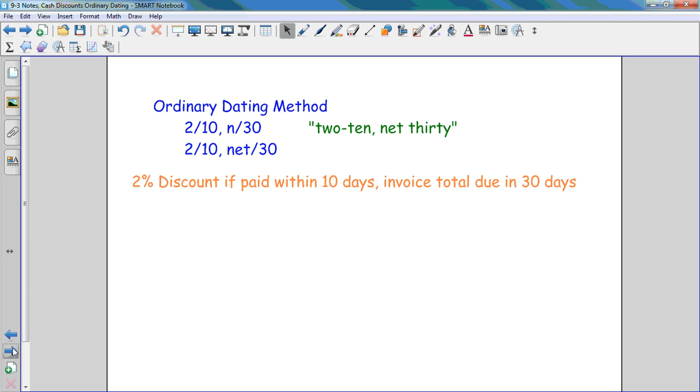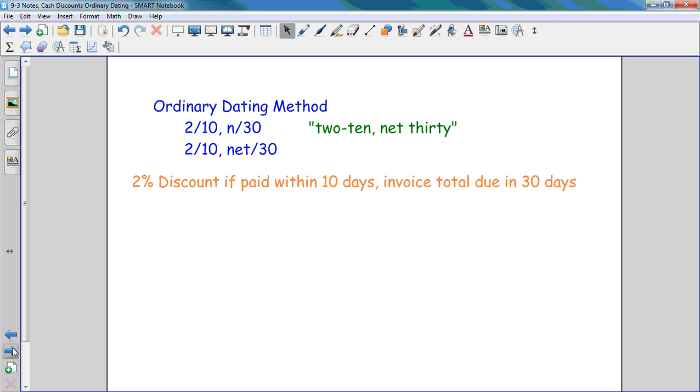A lot of times on bills or invoices, when you receive the bill, they'll have 2/10, n/30. Those are the terms of the invoice. The way you read it is 2/10 net 30. You get a 2% discount if you pay the bill within 10 days. Net 30 means the entire invoice is due in 30 days. You have to pay it within 30 days without penalty, but if you pay it within 10, you get a 2% discount.